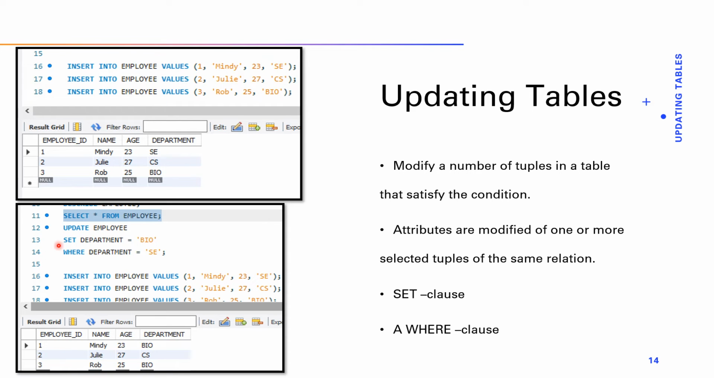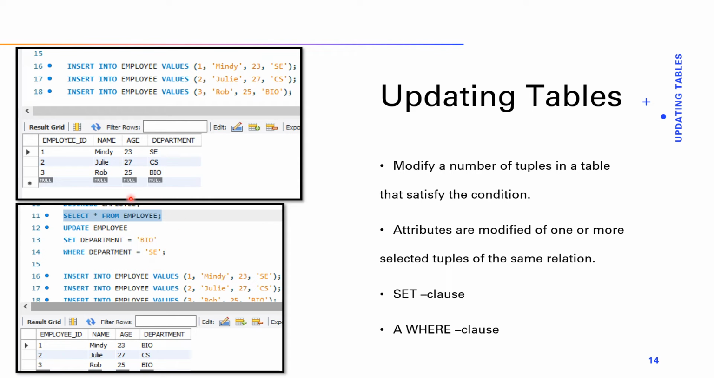So the update command can be used to change a number of tuples in a table that will satisfy this specific condition. Update command will cause attributes to be modified of one or more selected tuples of the same relation. Set clause can be used to specify the attributes to be modified and their new values. A where clause selects the tuples to be modified.